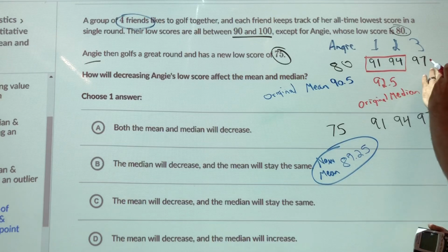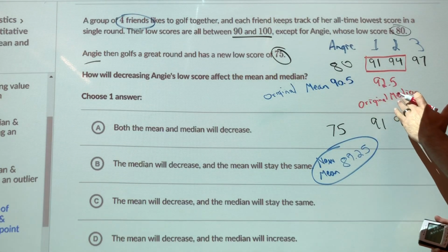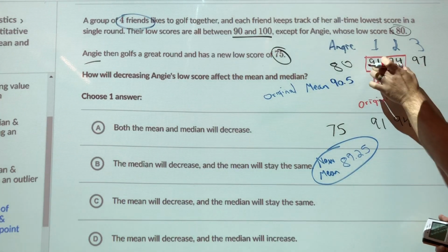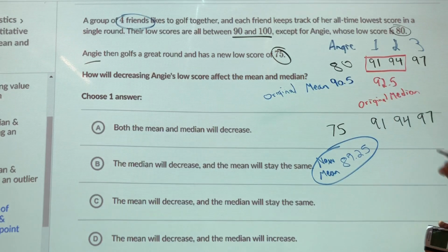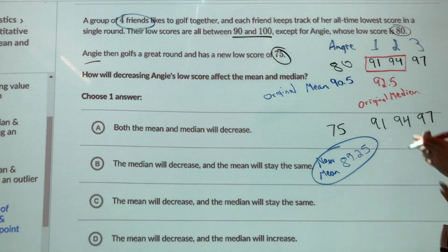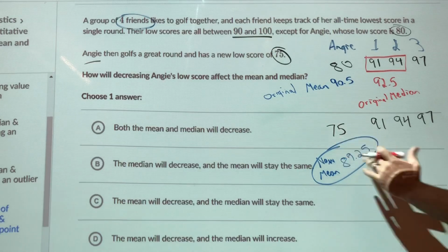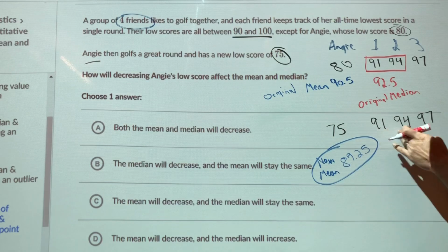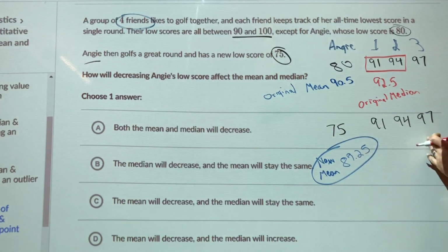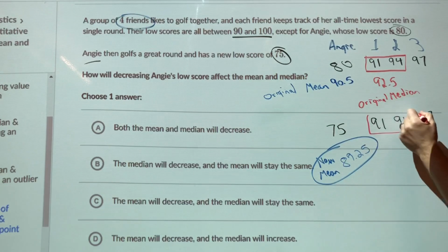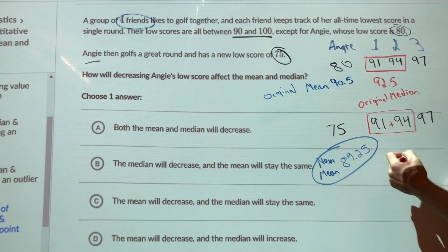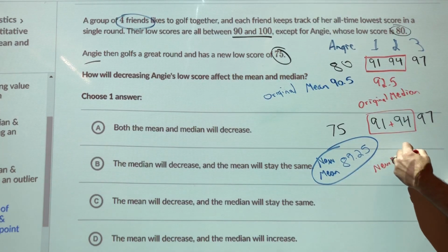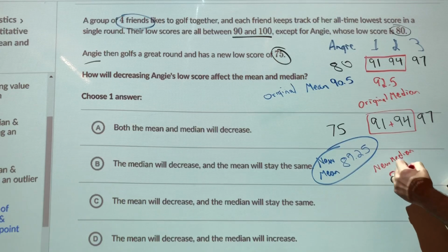So median means I line all the numbers up in order, and then I find the number that's right in the middle. If there's an even number of terms, then I take the 2 middle numbers and add them, divide by 2 to get the median. So the original median is 92.5. If I look here, the median hasn't changed. Angie has had a better score here, but the median is still the number in the middle, right? There's 4 numbers, so the number in the middle would be when I add these 2 and divide by 2. And so this new median is still going to be this 92.5. It's still the same.